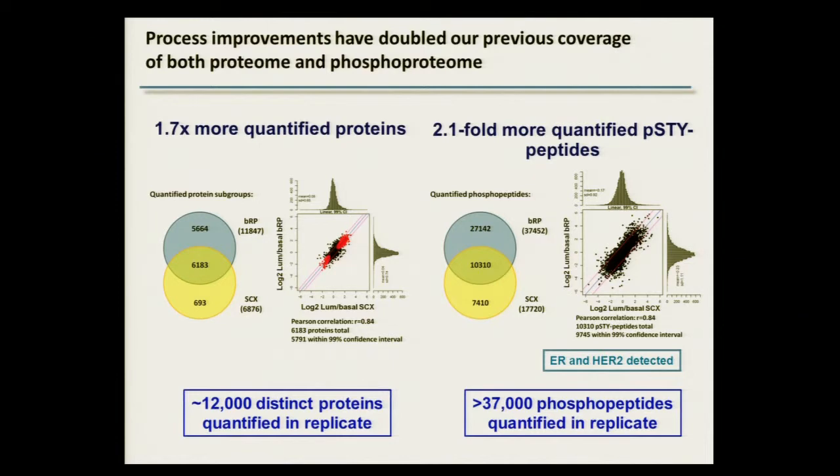The numbers that you currently see, with 12,000 distinct proteins identified in tissues or 37,000 distinct phosphopeptides per replicate in a single experiment, are currently the state of the art.